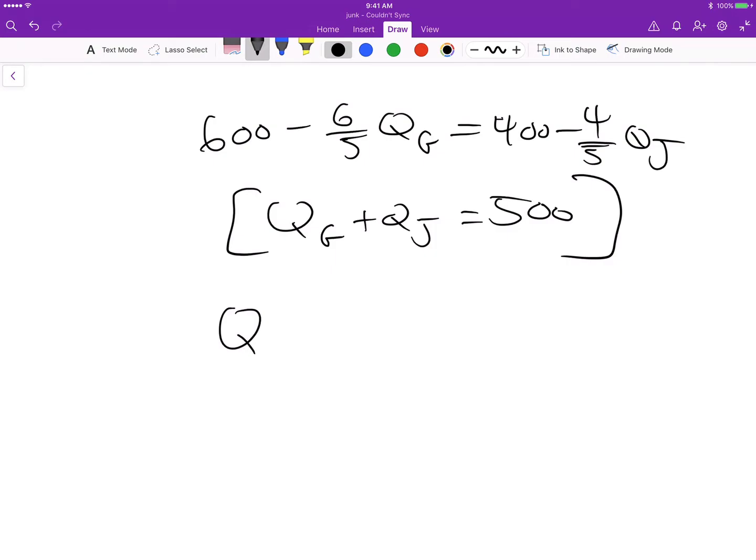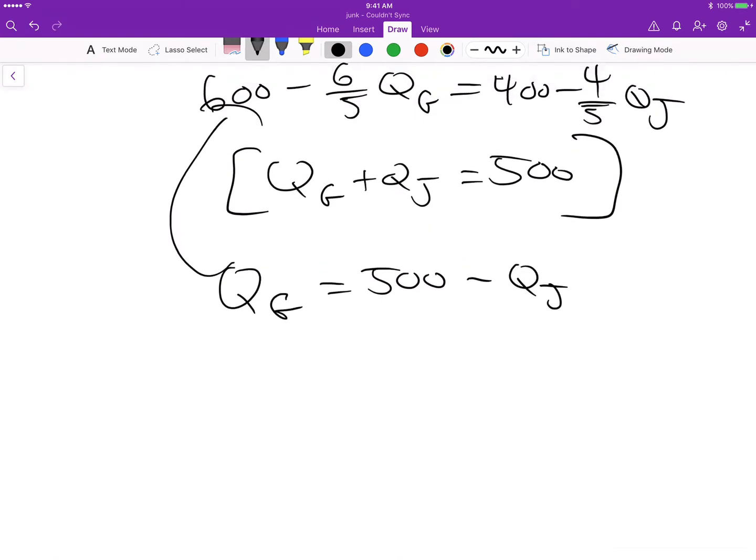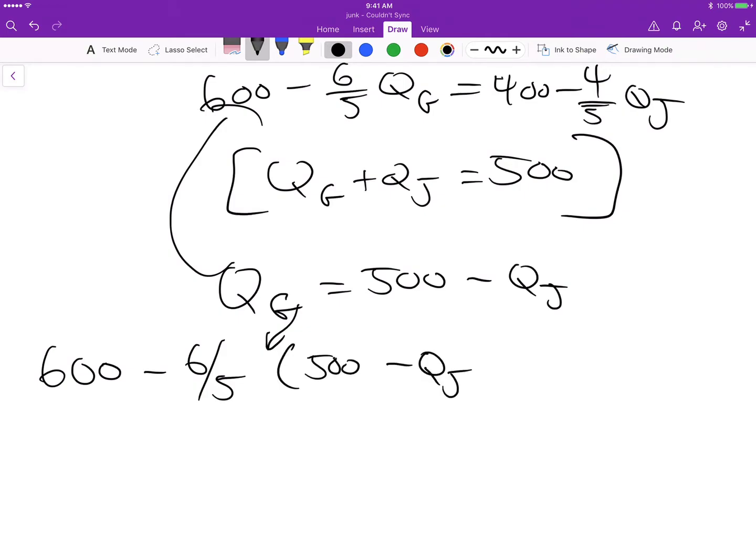So QG equals 500 minus QJ. We did that because we're going to plug it into the other equation and solve for QJ. Let's go ahead and do that. 600 minus 6/5, and now we're going to plug in this down here: 500 minus QJ equals 400 minus 4/5 QJ.